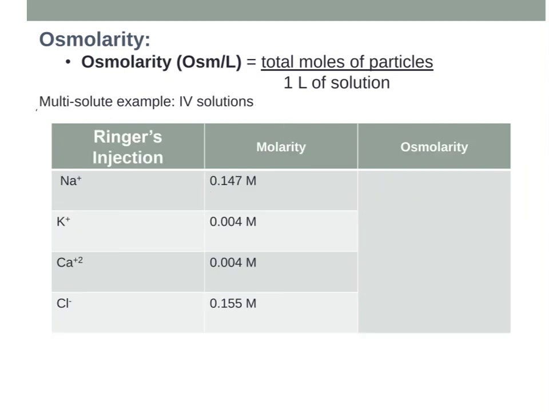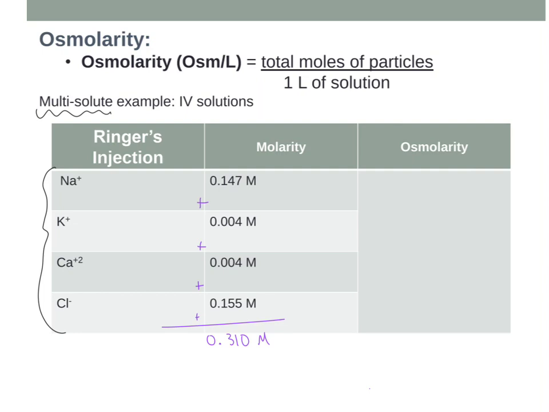Now let's look at a multi-solute example, right? So here's 1 solution. This is Ringer's injection. This is an IV solution. There's a whole bunch of different IV solutions that you'll learn about, but this is Ringer's injection. So this is all 1 solution. All of these things are mixed up. You have sodium ions, potassium ions, calcium ions, and chloride ions all together. And if you know the molarity of each individual piece, all you do is add them up. That's all we're talking about here. You just take these 4 and add them all together. You just add all these up. And what you should get here is 0.310, I think.